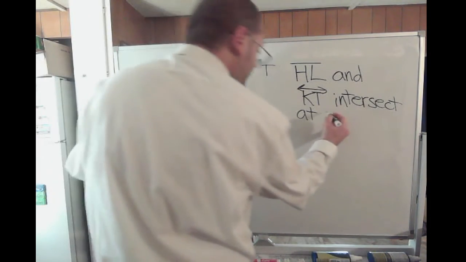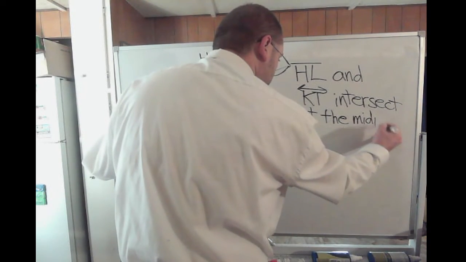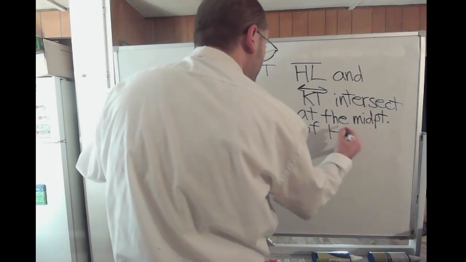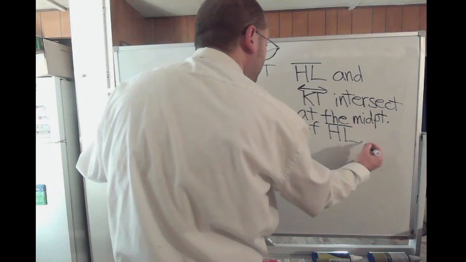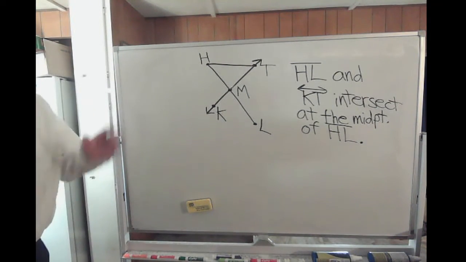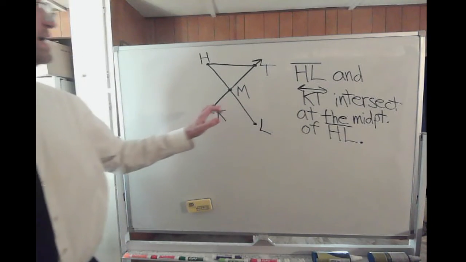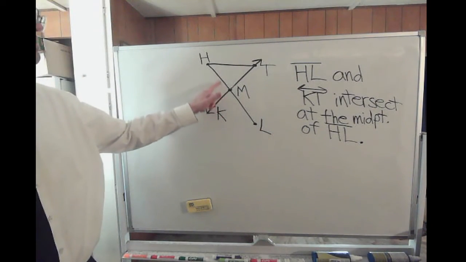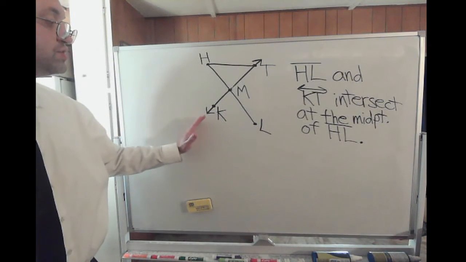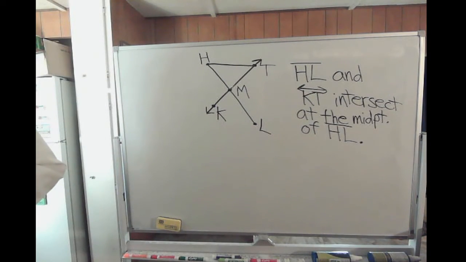Actually, it says at the midpoint of HL. So now we've got a class. We have line segment HL and line KT intersect at the midpoint of HL. So that means now we have to classify a few statements as true or false.